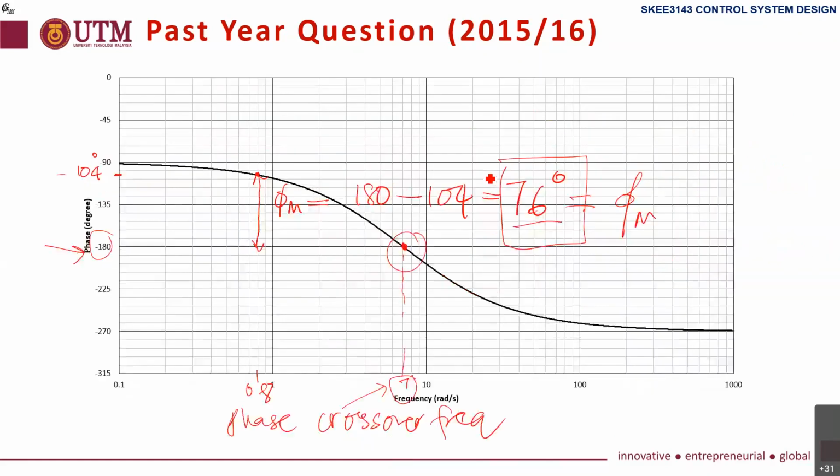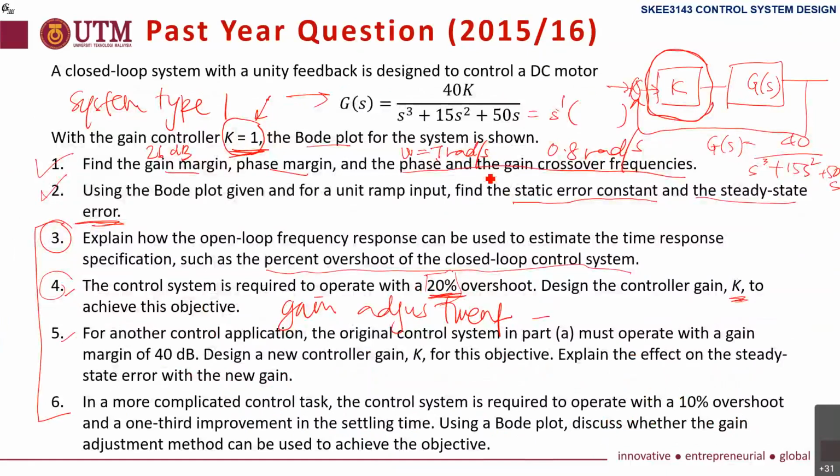Right, let's do another example. Number 5. For another application, the original system in A, now we go back to A, must operate with a gain margin of 40 dB. Now we want gain margin 40 dB. Design a new K to achieve this objective. Explain the effect on the steady state error with the new K.